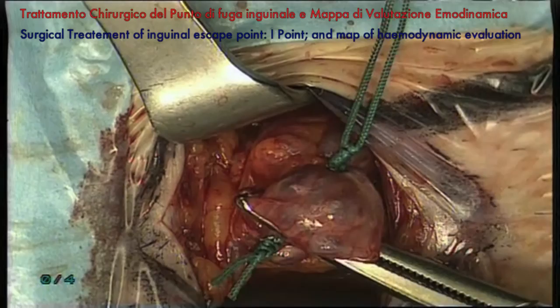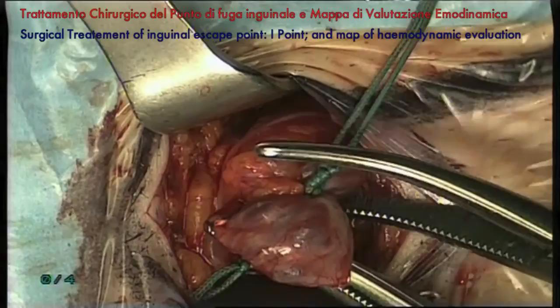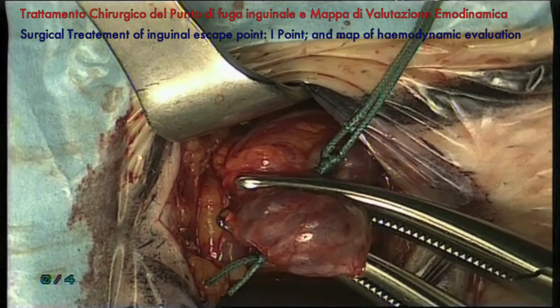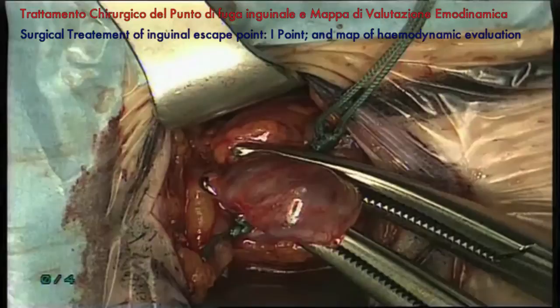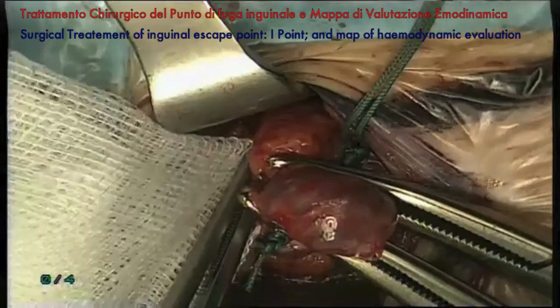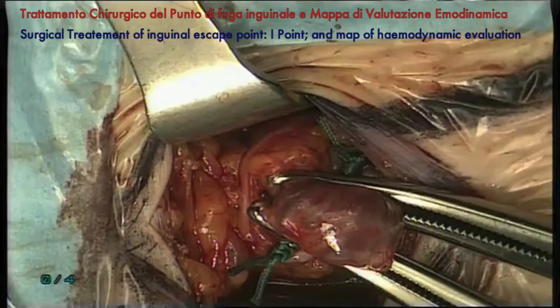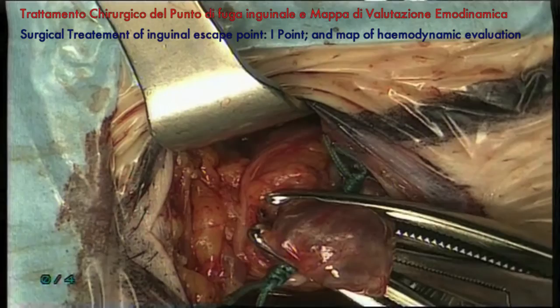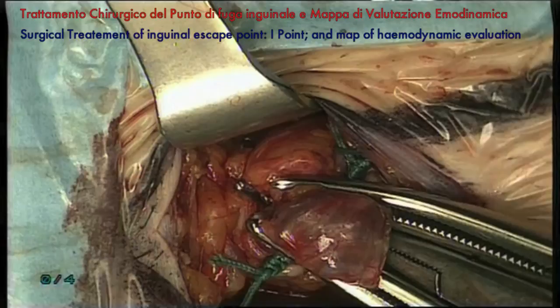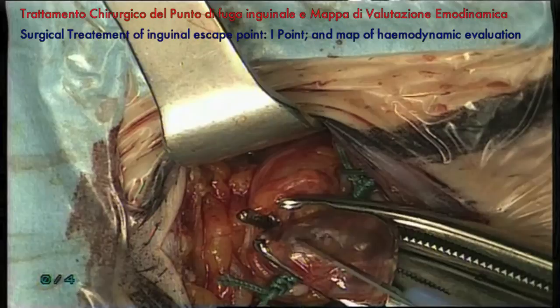Another clamp. You always need to bear in mind that this plexus is fed by the ovarian and uterine veins. This is why we need to be sure of the hemostasis. Scalpel. 4-0 after.